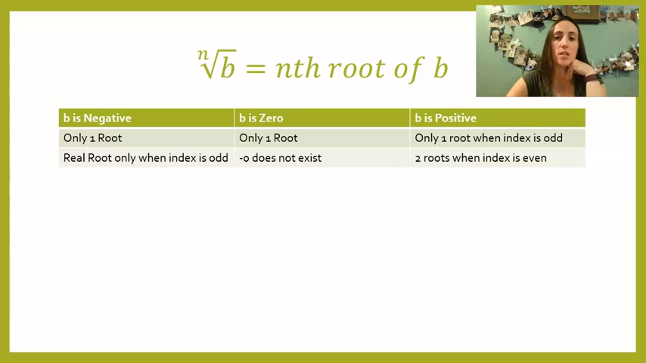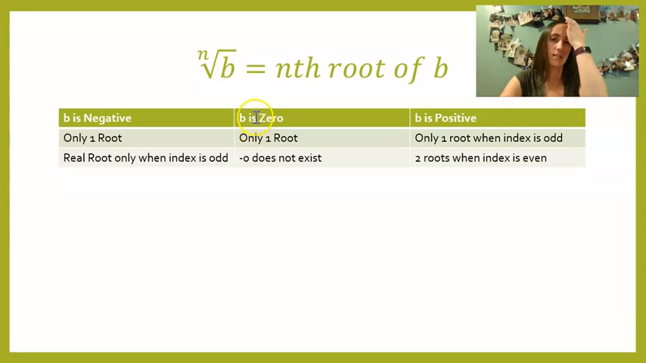All right, so here's just another way to look at it. If we're taking the nth root of b, when this radicand is negative, we're going to have one root, and it's going to be a real root only when the index is odd. So in other words, we can only get a real number value when the index is odd, if this number inside our radical symbol is negative.